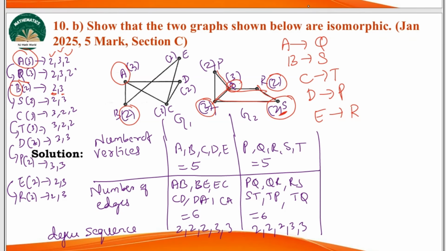If it is proving all four conditions, that is, the number of vertices should be the same, the number of edges should be the same, the degree sequence should be the same in both the graphs, and the connectivity should be retained in both G1 and G2, then the given graphs are isomorphic. Hence the two graphs are isomorphic. Hence it is proved.